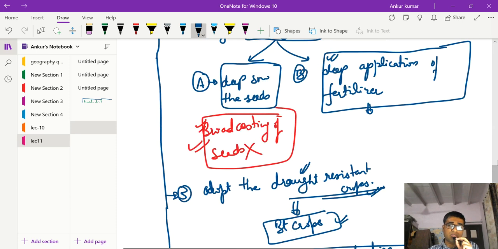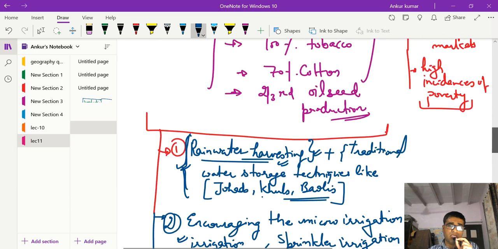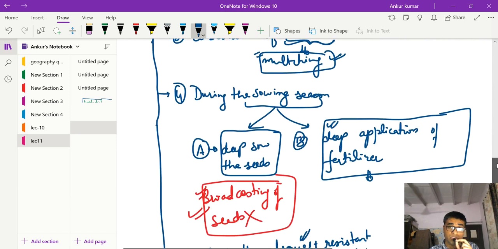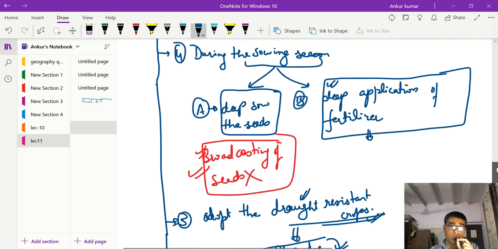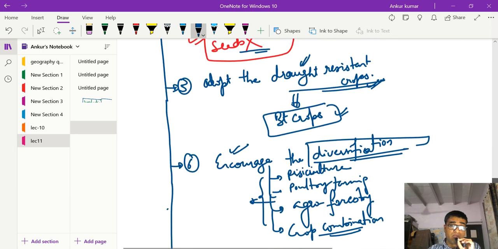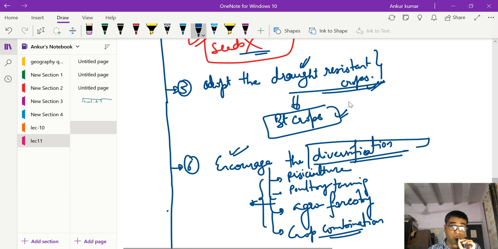So these are the solutions for the dry land. Okay, the rainwater harvesting first of all, then encouraging the micro irrigation, conservation of soil moisture. During the sowing season we have to adopt the deep sowing. Do not use the broadcasting. You cannot just throw the seeds on the soil and expect that they will one day be a full crop. And then deep application of fertilizers, you apply the fertilizer deep in the soil. Adopt the drought resistant crops, for that you can go for the bt cultivation.